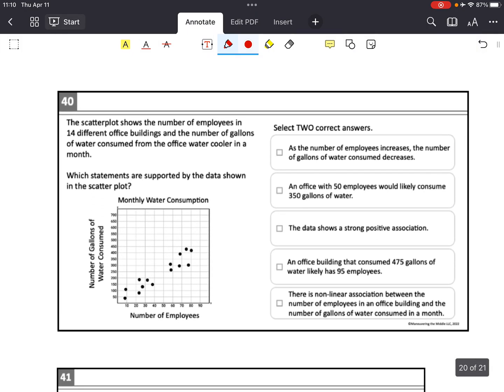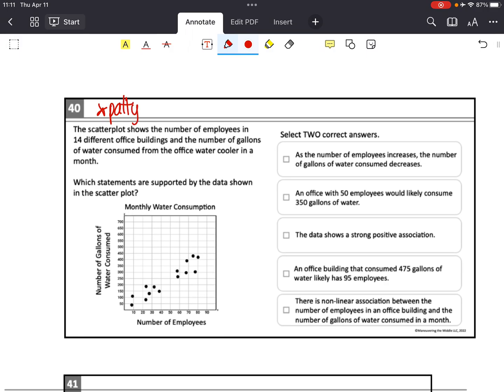Question 40 is another scatter plot. Same thing, you are going to use patty paper. So on that patty paper, you are drawing a straight line that you can then make a trend line with. Again, a trend line is in the middle of all the dots, so do your best to actually make it in the middle of all the dots. So it says it shows the number of employees in 14 different office buildings and the amount of water consumed from the office water cooler in a month.